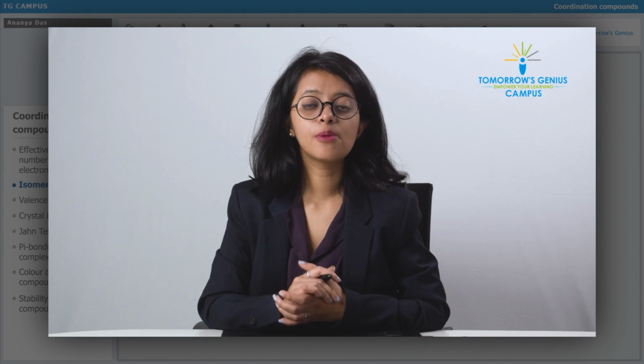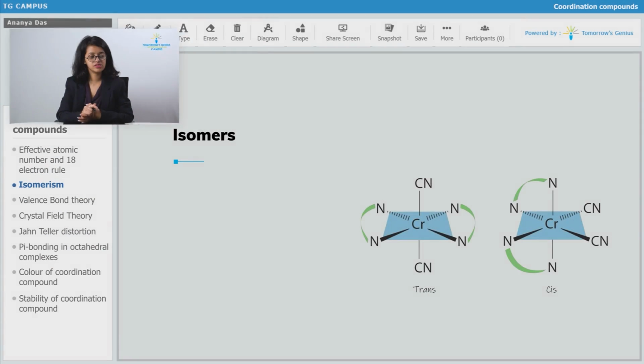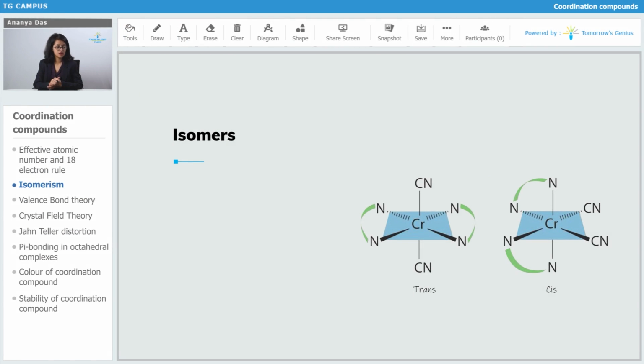Now we come to the topic of isomers or isomerism. So this is the last topic of coordination chemistry, but if you talk about isomers, that's mainly a topic of organic chemistry. That is where we actually learn isomers, that is your position isomerism, chain isomerism and whatnot. But coordination compounds, even though they are inorganic, still show isomerism. So in the next slides, we are going to see the types of isomerism exhibited by coordination complexes.